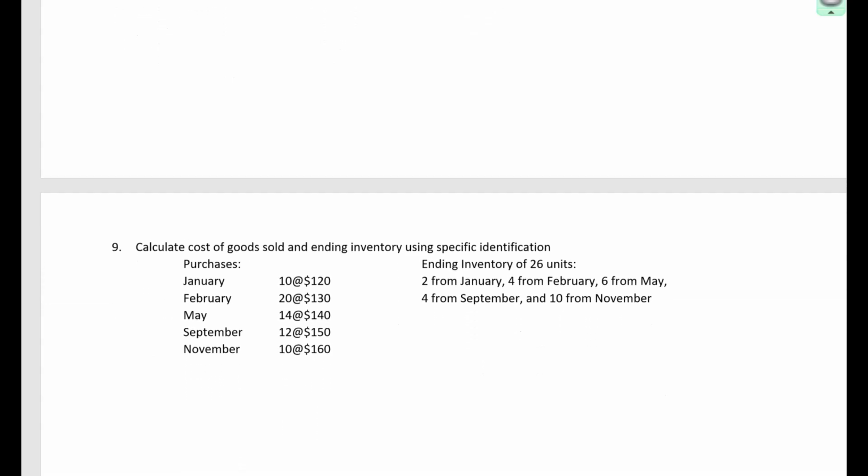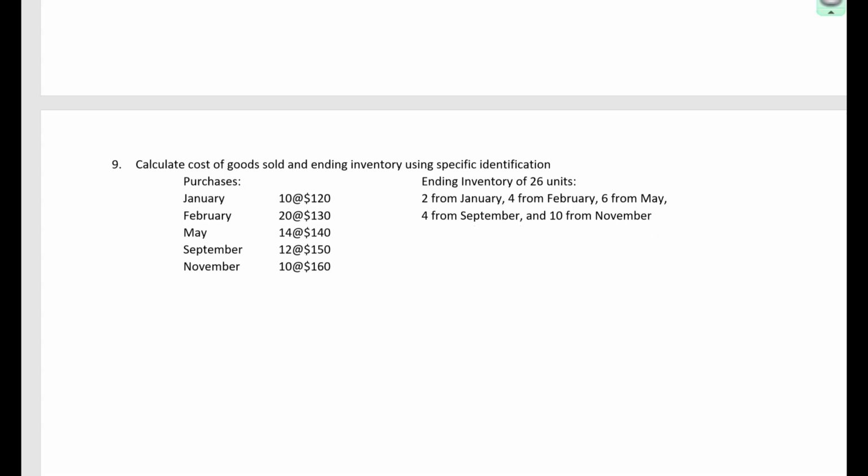Now we get to our inventory methods: FIFO, LIFO, weighted average, and everyone's favorite, specific ID. Here we're going to start with this first one of specific ID. And here we actually get to work backwards. It tells us all of our purchases that we had throughout the year, and we're assuming that we started with nothing. This is a new company. And then we know ending inventory consists of this. So we're going to work backwards.